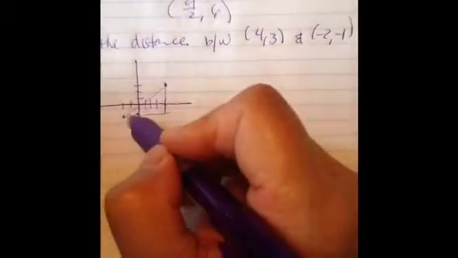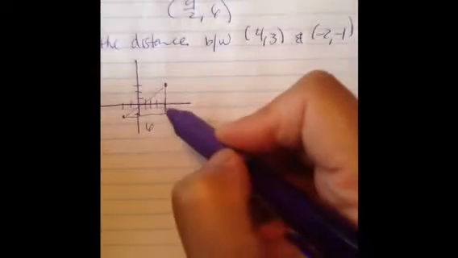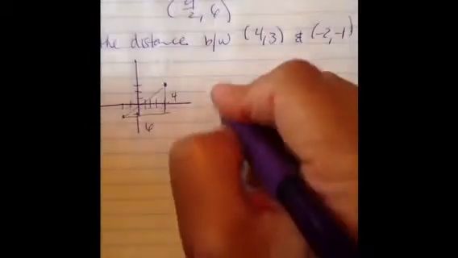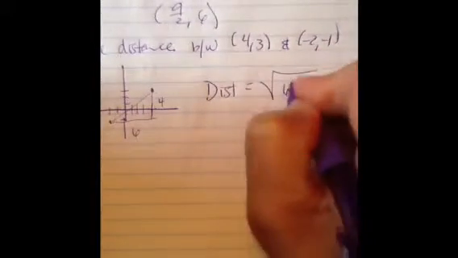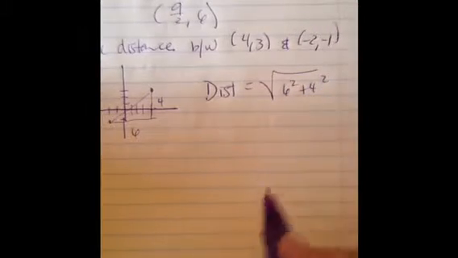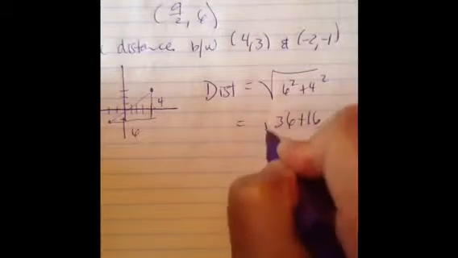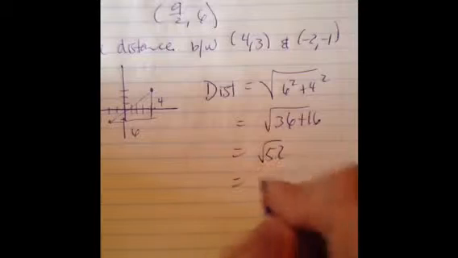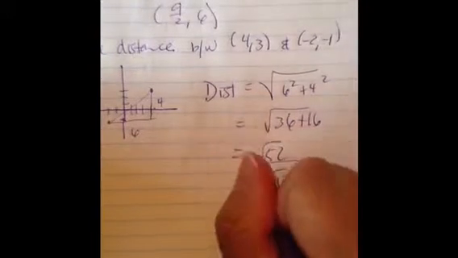So if I go along here, I have 2, 4, 6 is the distance here, and I have 1 and 3, which is 4. So if I look at the Pythagorean theorem, I'm looking at the distance being the square root of 6 squared plus 4 squared, which is 36 plus 16, which is 52, which is 2 square root of 13. That is the distance.